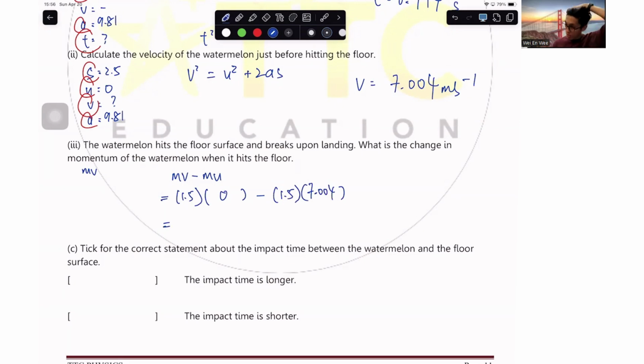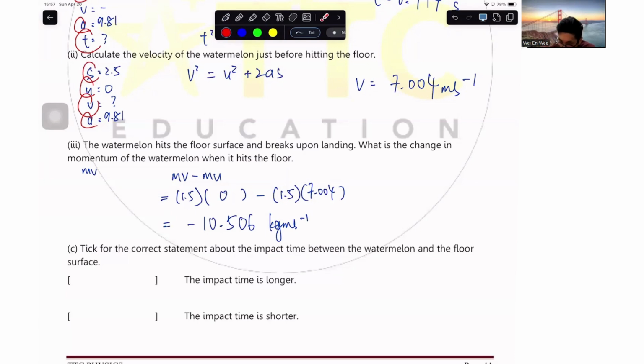Okay, so you multiply this, 1.5 multiplied by this is already that is 0 lah. You get negative what? 10.506. Okay, negative 10.506. Again, back to this unit because this is the unit for momentum. Momentum minus momentum is still a momentum. Okay, change in momentum. Yeah, kg meter per second.